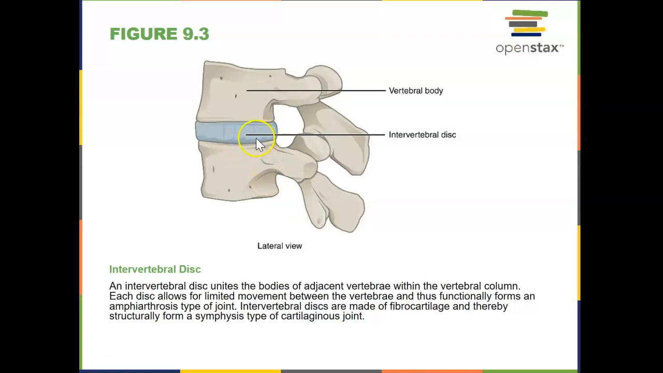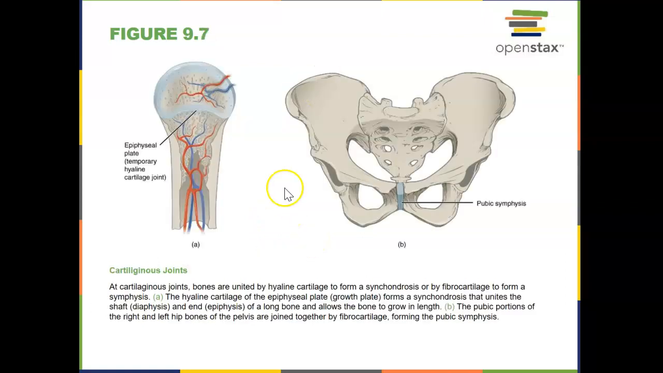So here's an example of an intervertebral disc between the vertebral bodies of two individual vertebrae. Over here, we're looking at the epiphyseal plate, temporary hyaline cartilage in this particular bone. Maybe it's the base of the humerus. This line is going to become ossified eventually as we get older and we're done growing. And then over here is the pubic symphysis, the joining between the two individual pubic bones, okay?